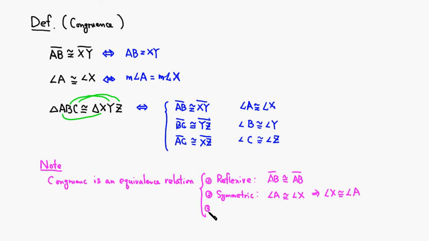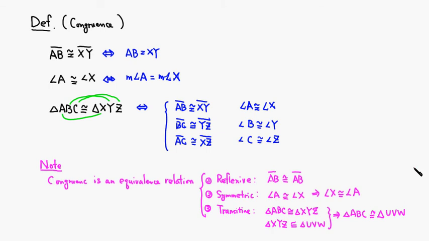And the third property is transitive. The transitive property means that, say, triangle ABC is congruent to triangle XYZ, and also triangle XYZ is congruent to, say, triangle UVW or something like that, then this should always imply triangle ABC is congruent to triangle UVW.